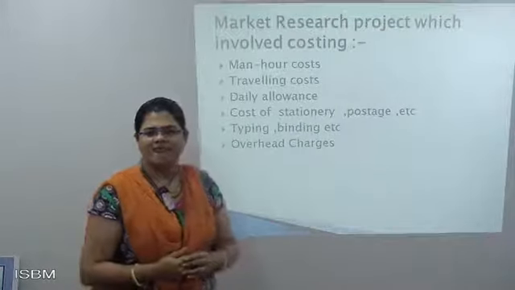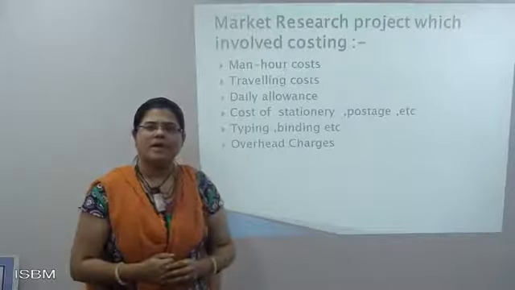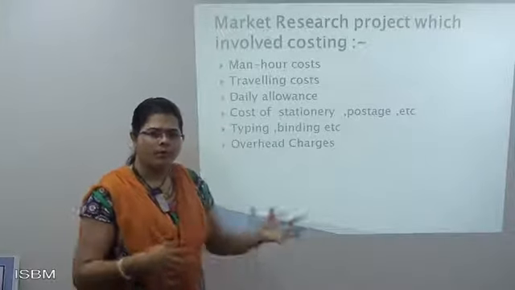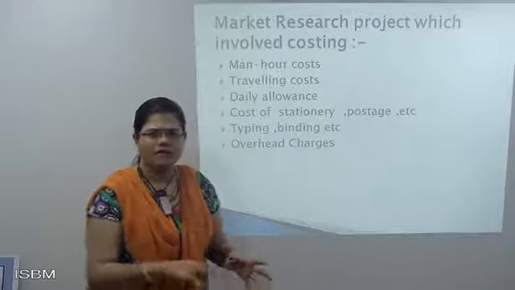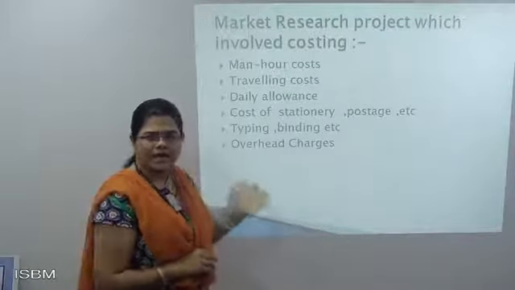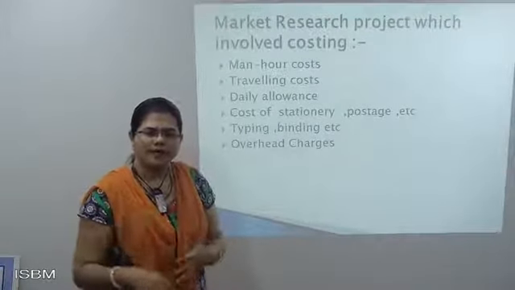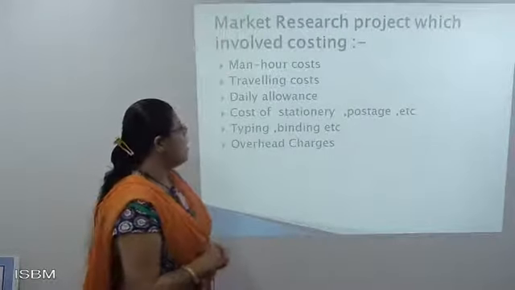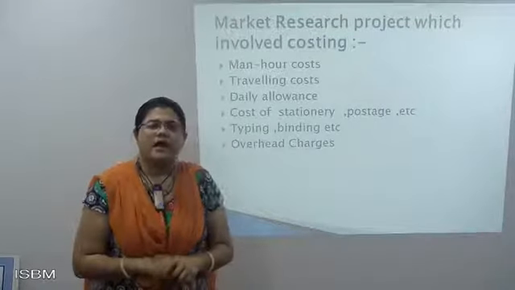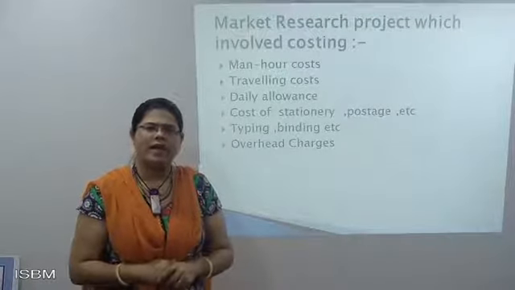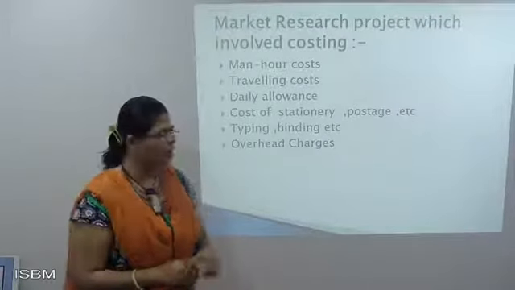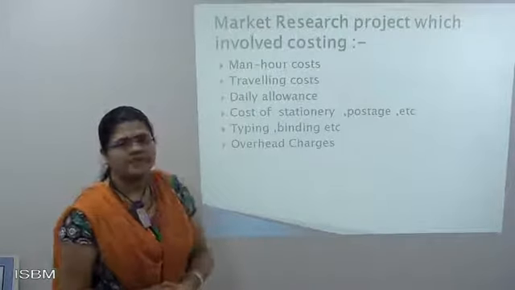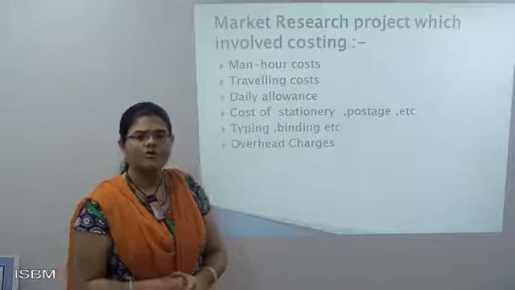Typing and binding, etc. Obviously this will be there. Typing: you collect the data, and if it is not in the proper format, just collected, now you want to make it into typed form, and second into binding also. Whatever data are there, you want to make a booklet, and finally you bind each and every data. Overhead charges: if there are any extra expenses you have incurred, or any extra charges you have paid, that type of charges will be there.